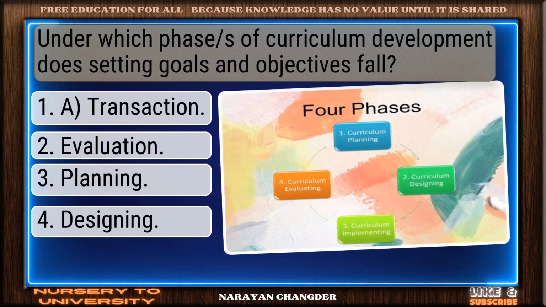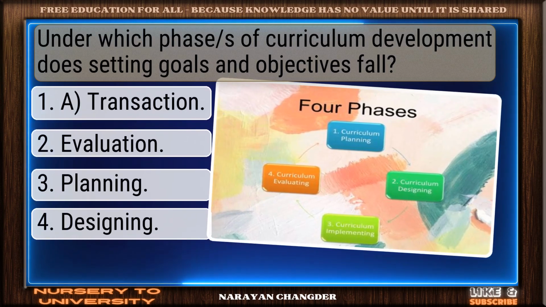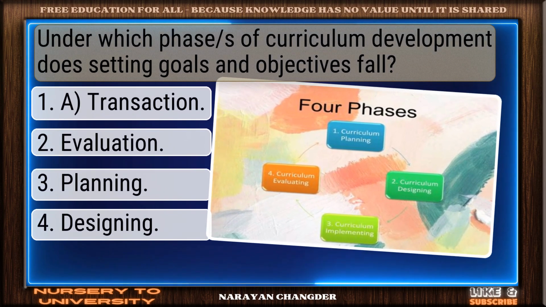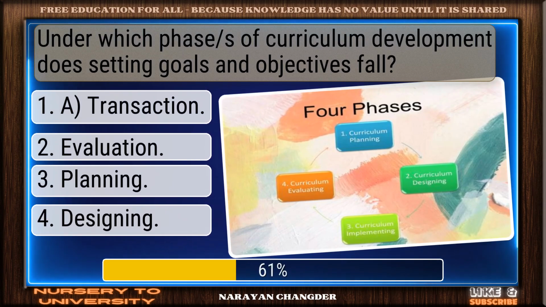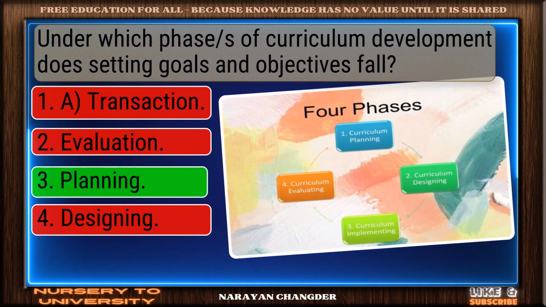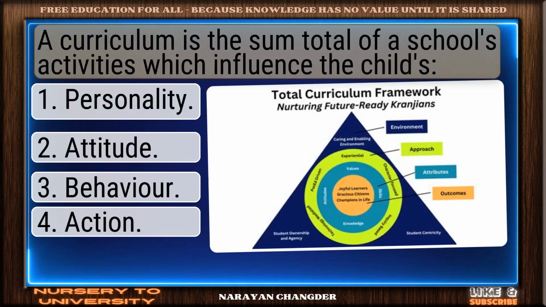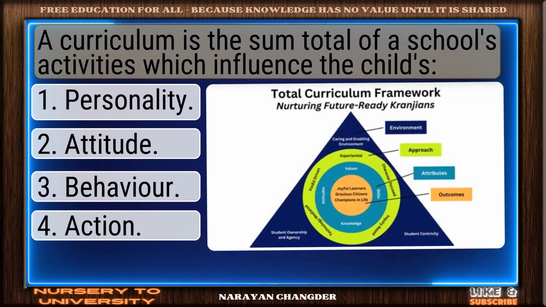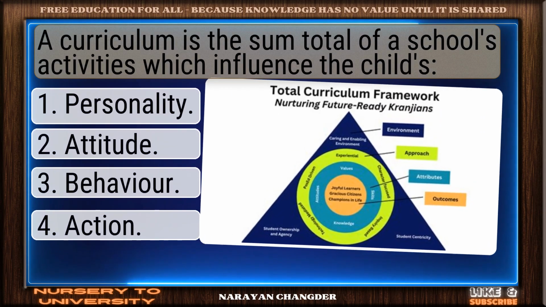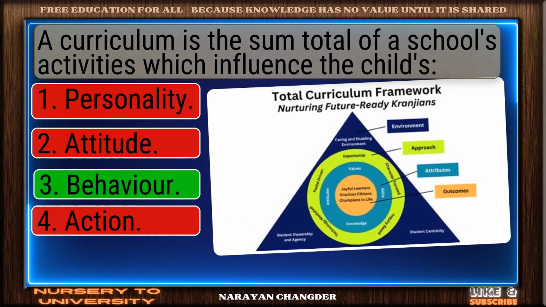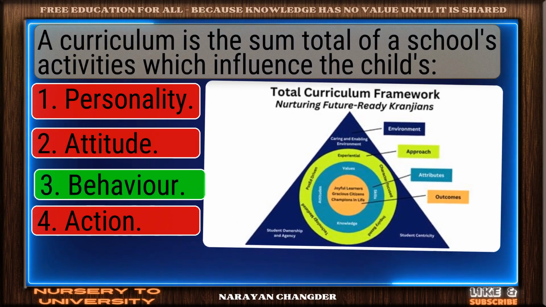Under which phases of curriculum development does setting goals and objectives fall? Correct response. Planning is the most accurate answer. A curriculum is the sum total of a school's activities which influence the child's... You chose behavior, and it is correct.